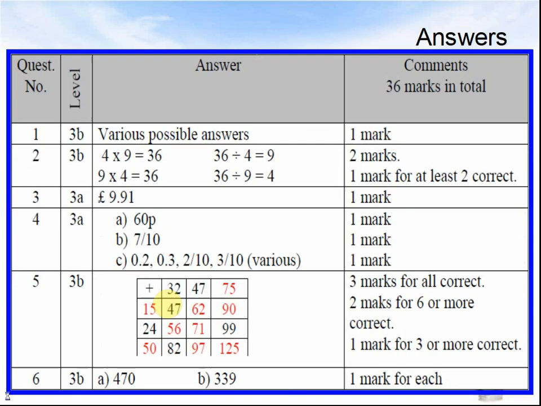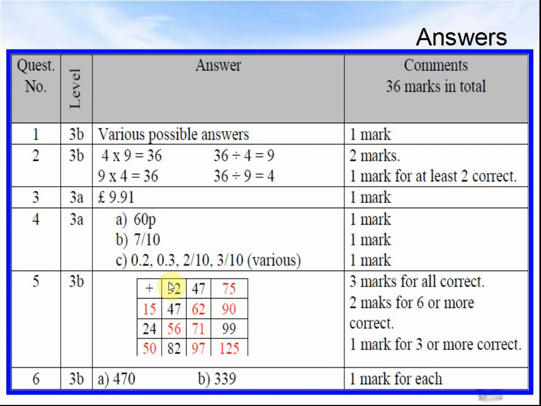Here come the answers. Question 1. Various possible answers, so you will have to check with your teacher or your colleague. Question 2. 4 times 9 equals 36. 36 divided by 4 equals 9. 9 times 4 equals 36. 36 divided by 9 equals 4. Question 3. The closest number was £9.91. Question 4. A is 60 pence. B is 70 pence. C is 0.2 and 0.3, 2 tenths and 3 tenths. There might be various other answers. You'd have to check.